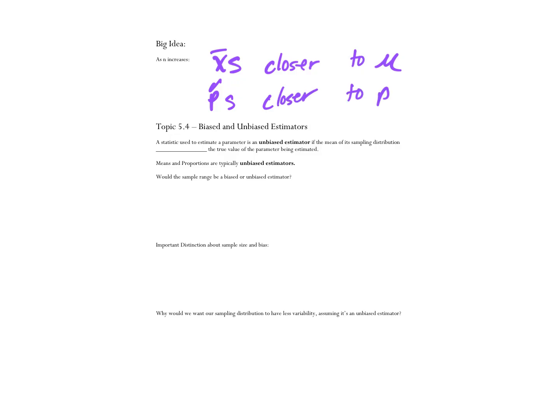Same idea. Okay. That's a huge idea. We like to say there is less variability in our estimator. That's the best way to say that. Okay? Less variability in our estimator.